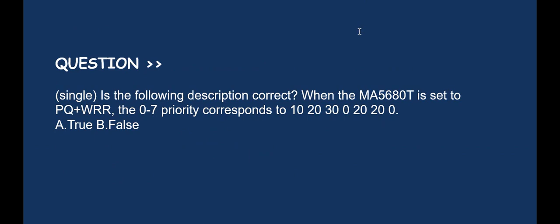Next one, is the following description correct? When the MA5680T is set to PQ plus WRR, the 0 to 7 priority corresponds to 10, 20, 30, 0, 20, 20, 0. Option A true, option B false. This is the test question. All you need to do is to answer it in the comment.